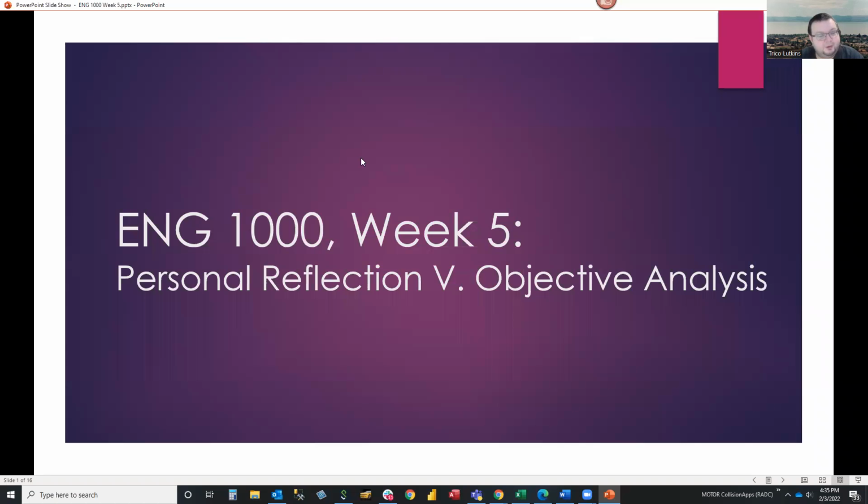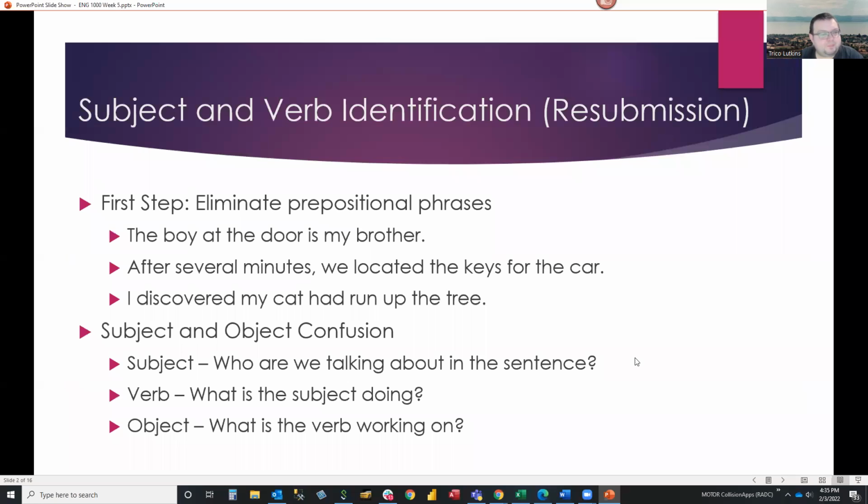All right. So week 5, this week, we're going to talk about personal reflection and objective analysis. And we'll talk about a writing hamburger. So it's going to be a fun week. So subject and verb identification. The first step, eliminate prepositional phrases. The boy at the door is my brother. After several minutes, we located the keys for the car. I discovered my cat had run up the tree.